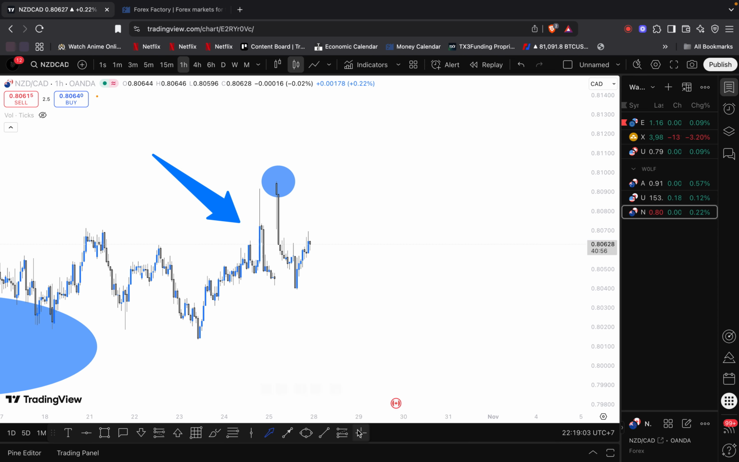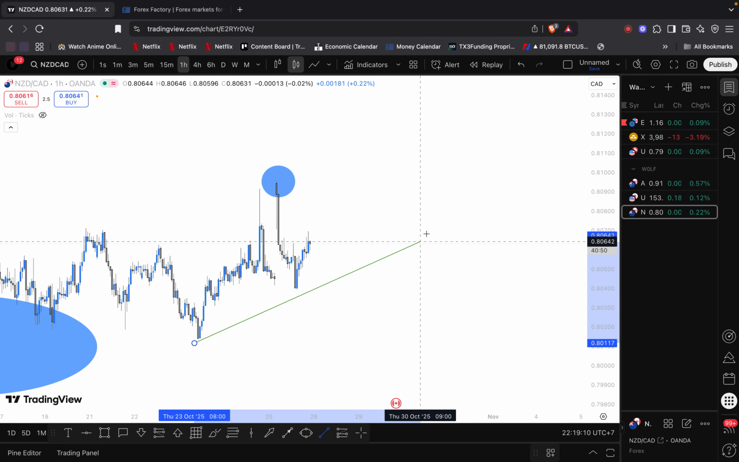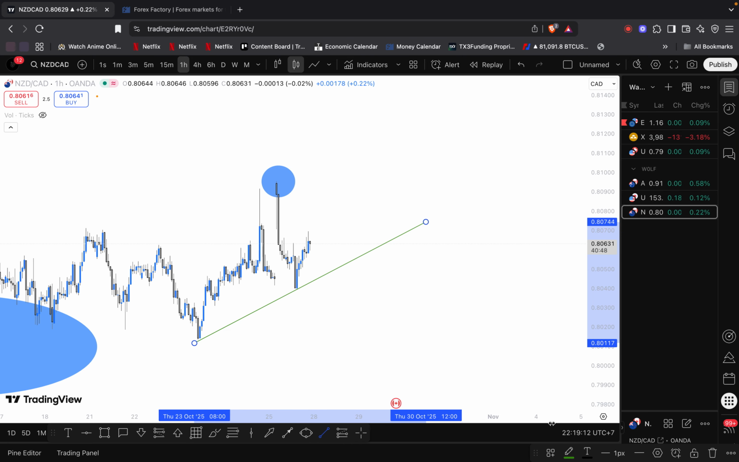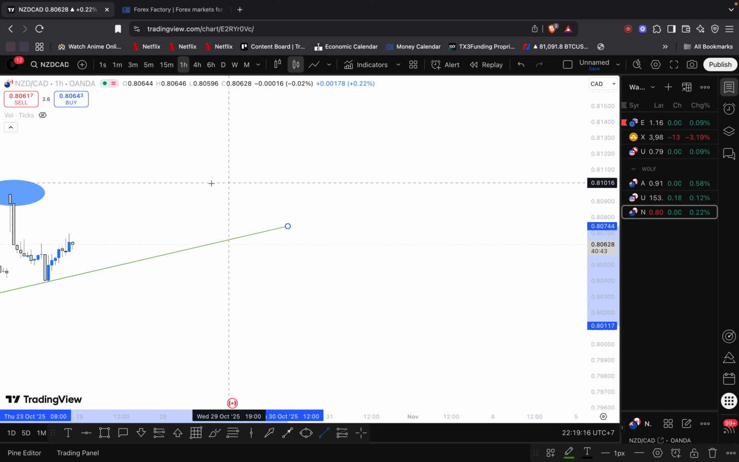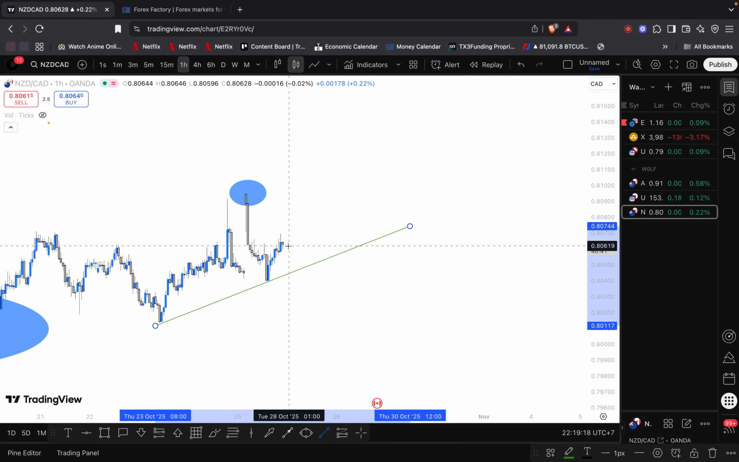Liquidity can be your trend lines, your highs, your lows, your double bottoms, your double tops. In this case, I'm doing trend line liquidity on the 1 hour. So the second this green line breaks, I'm going to look for a sell, and I'm going to look for a trade to enter right there.